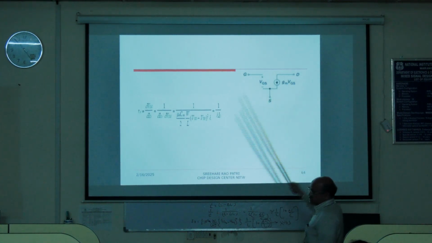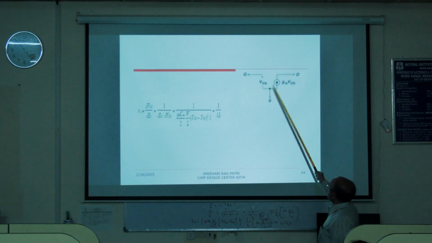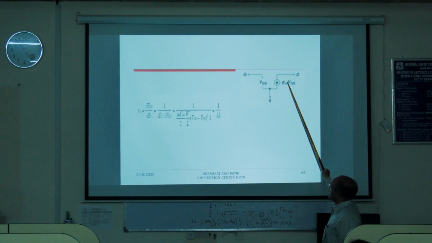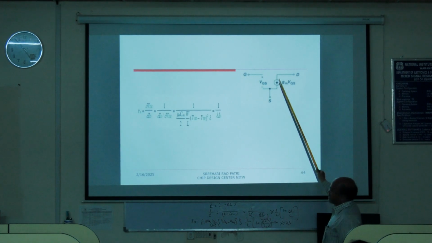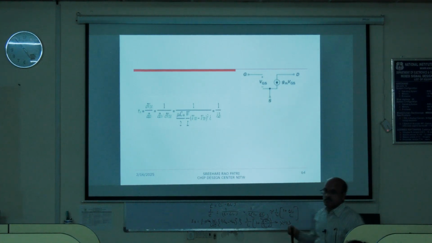And what is it? GM VGS. Why? Because the current is varying. Dou ID by dou VGS is GM. So the magnitude of the current is GM VGS, right? Dou ID by dou VGS into VGS is ID, right? Therefore GM VGS. And then this is the gate, this is the source, therefore I am applying the voltage VGS here. This is the small signal model.